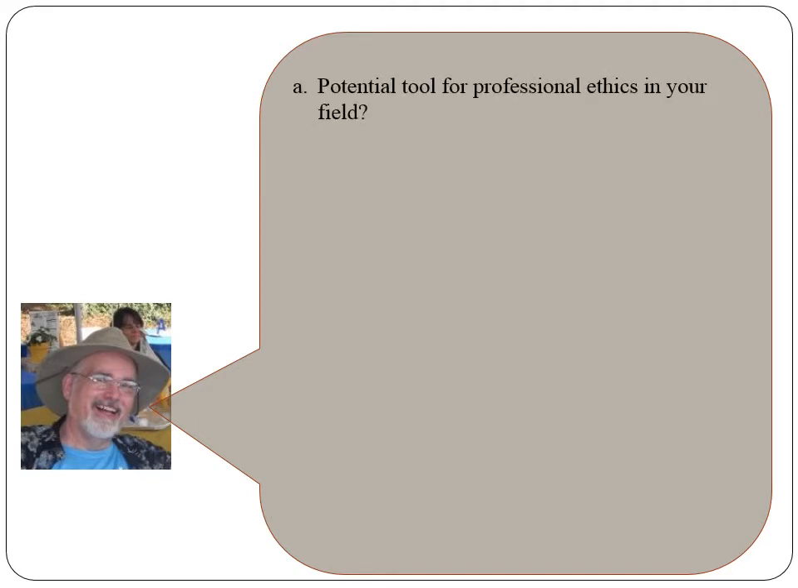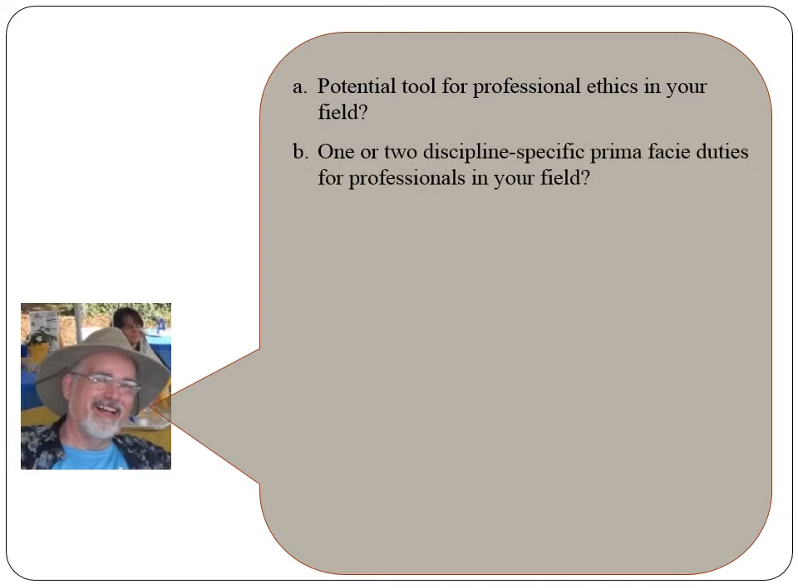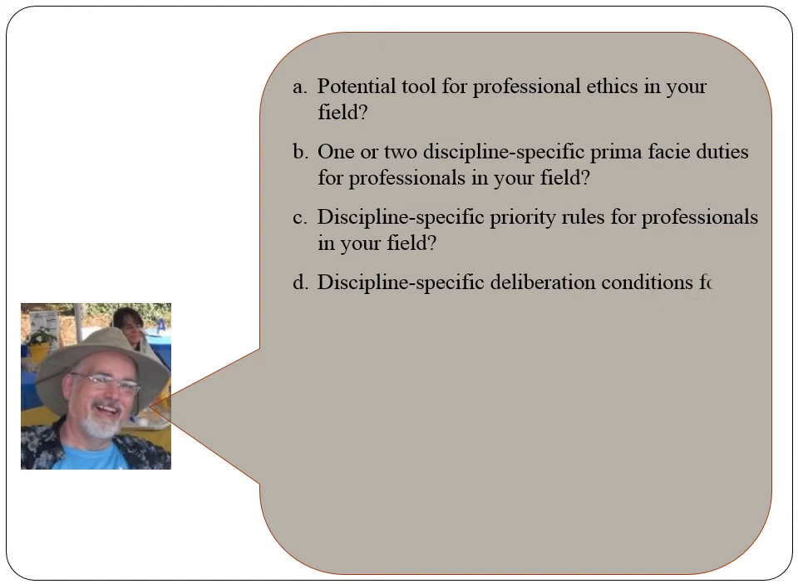First, what is your overall impression of the Ross-Garrett model as a potential tool for professional ethics in your particular field? Can you identify, at least to a first approximation, one or two, or 8 or 10, discipline-specific prima facie rules for professionals in your field? Can you identify, at least to a first approximation, any discipline-specific priority rules for professionals in your field? Can you identify, at least to a first approximation, any discipline-specific deliberative conditions for professionals in your field?